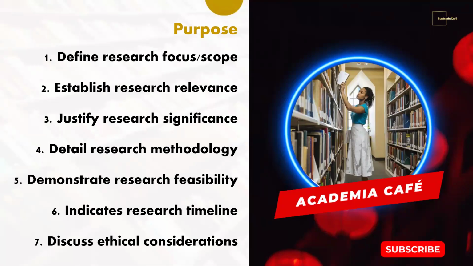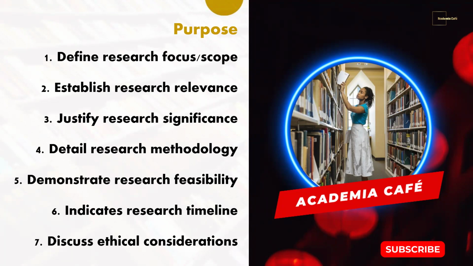One, define the research focus and scope. A proposal defines a clear research question or hypothesis and sets out the aim and objectives of the study to establish the relevance and originality of the proposed research. A research proposal includes a review of existing literature to demonstrate familiarity with the topic and identify gaps in current knowledge to establish the relevance and originality of the proposed research.